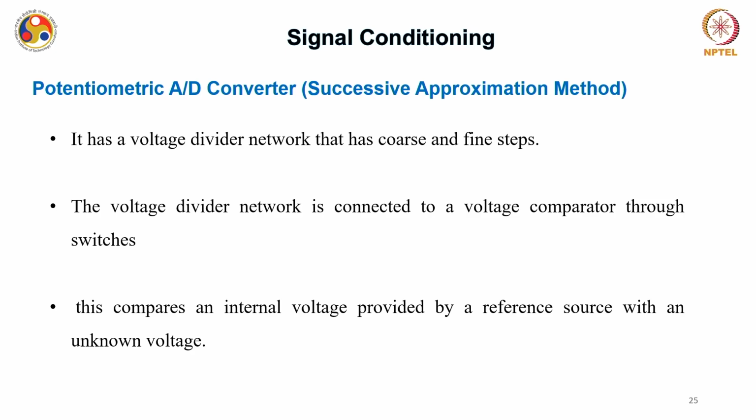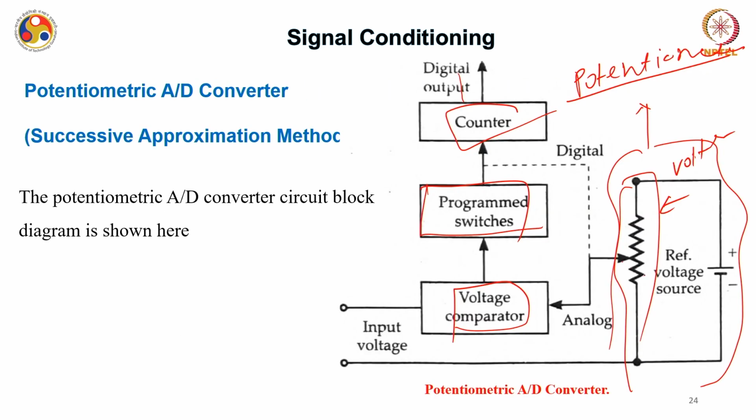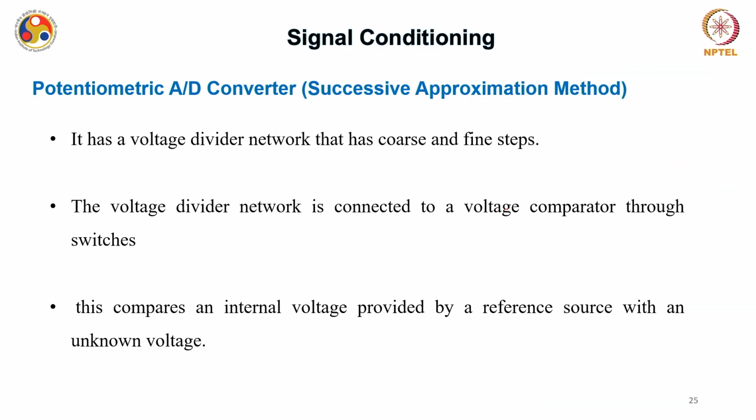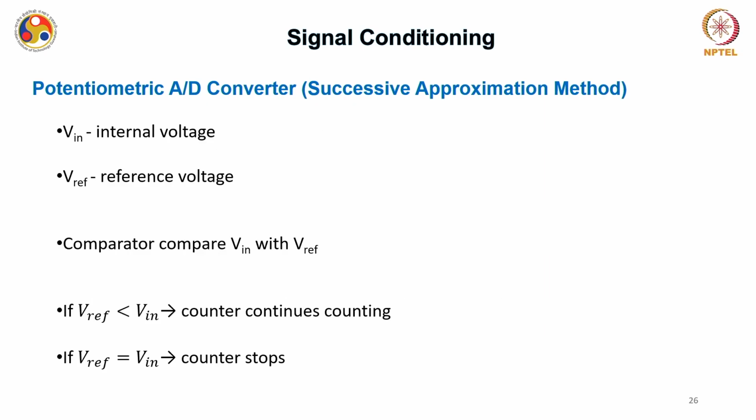You can actually set coarse and fine steps depending on the number of binary digits that you require. Now the voltage divider network is connected to a voltage comparator through switches. So you can see that this is fed into the voltage comparator, and you have programmable switches over here. Now this compares the internal voltage, provided by a reference source, with the unknown voltage. Let me call it V in as the input voltage and V reference as the reference voltage.